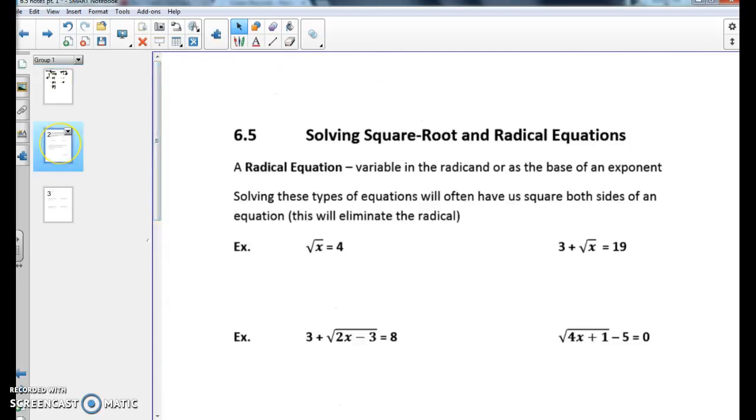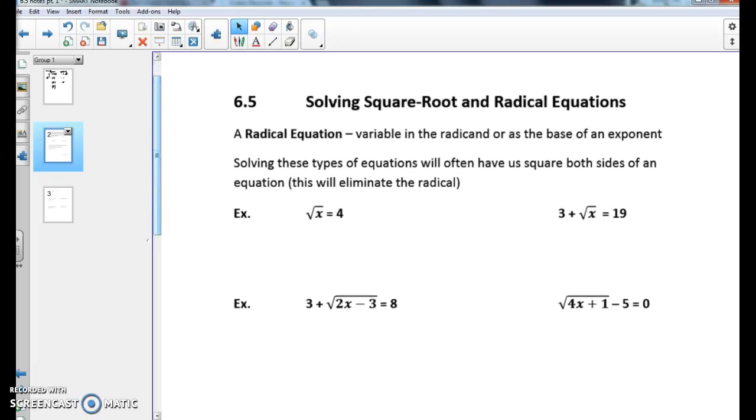Let's go ahead and flip the page to where it says 6-5, solving square root and radical equations. So first of all, a radical equation, that first line there, is when there is a variable in the radicand or as the base of an exponent. So think of something like this. Say you've got the square root of x minus 1, okay? That would be your variable in the radicand.